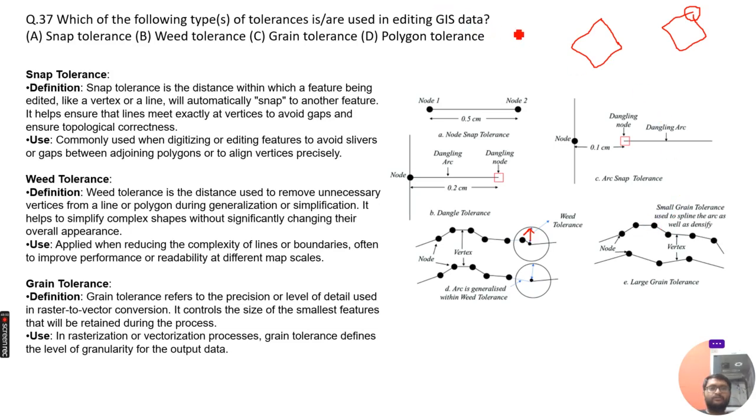And when you talk about this polygon tolerance, there is no such word in GIS related to the polygon tolerance. So this is the wrong answer here. That is not a tolerance part. This A, B, C are correct. And then we have some other things as well.